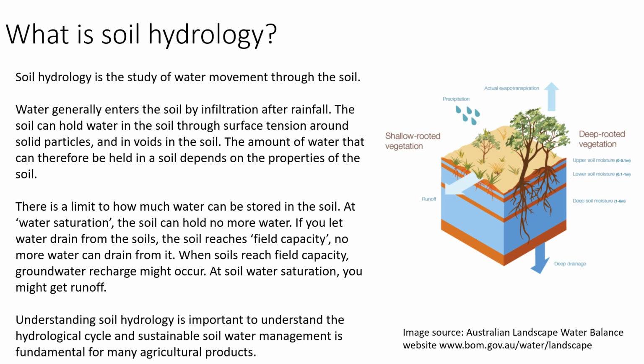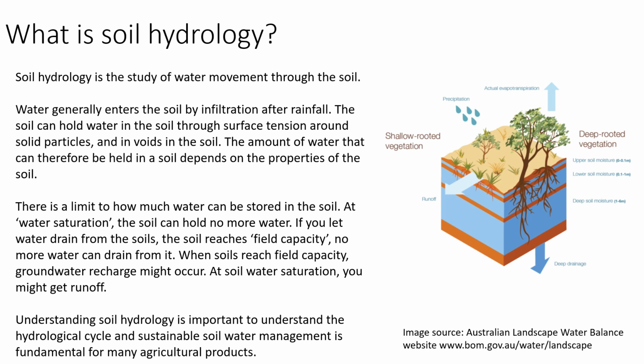And the amount of water that the soil can actually hold depends on the properties of the soil, things like the number of pore spaces and how accessible they are. And there's a limit to how much water can be stored in the soil. At the highest amount, water saturation, the soil can hold no more water. If you let that water drain freely from the soil, it reaches another threshold which is called the field capacity, and that's when no more water can drain from it. It's being held there by surface tension.